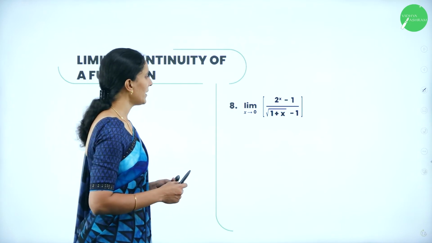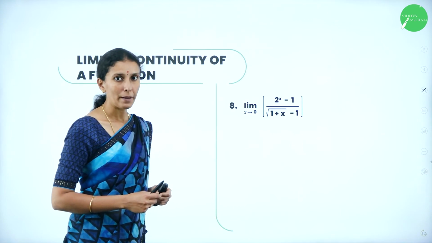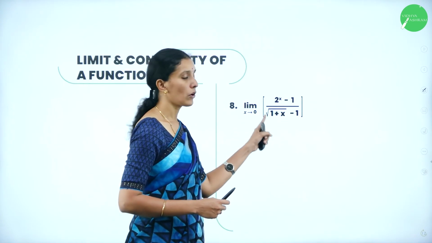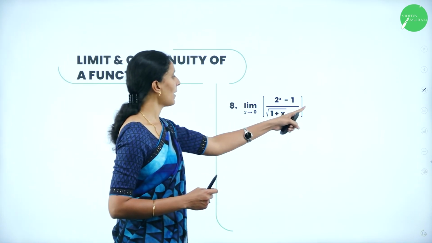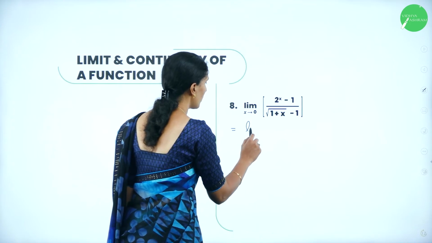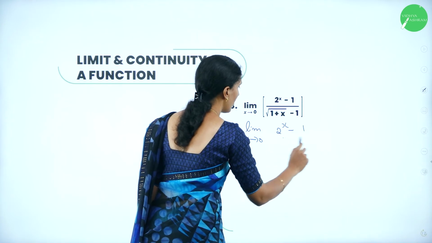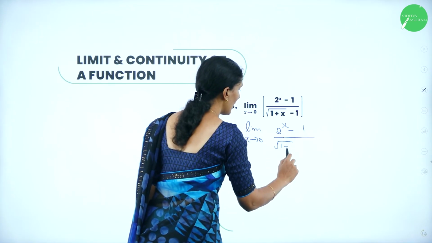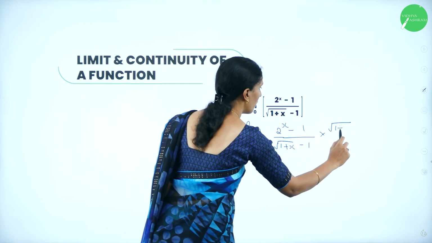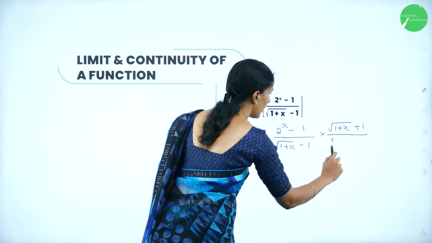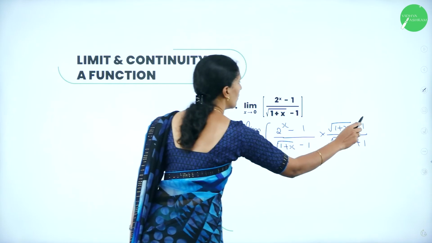Next question, limit as x tends to 0 2 power x minus 1 divided by root 1 plus x minus 1. Since we have a root in the denominator, let us resolve it. So here I'll multiply with the conjugate of the given function, which is limit as x tends to 0 2 power x minus 1 divided by root 1 plus x minus 1. I'll multiply with the conjugate. It is root 1 plus x plus 1 divided by root 1 plus x plus 1.